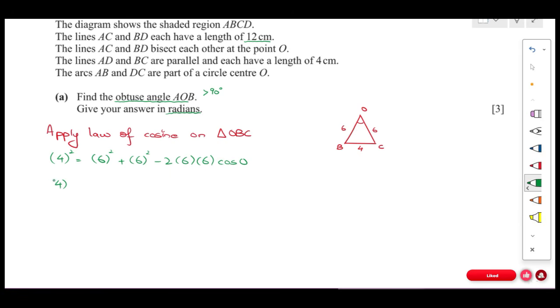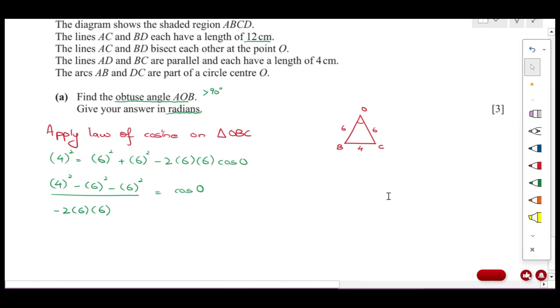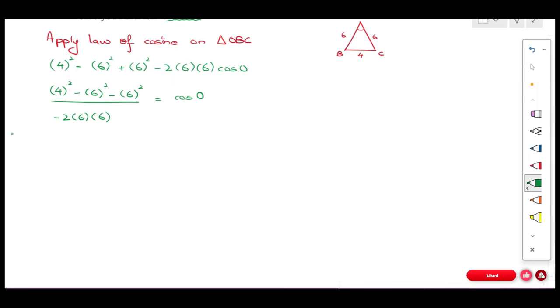So we have 4 squared minus 6 squared minus 6 squared. What I did, I shifted these two terms to the other side, and this term is multiplying, so over here it is going to divide, minus 2 into 6 into 6, that is your cos of angle O. Okay, so now let me solve for that angle. So here we can say cos inverse, what is the angle O?